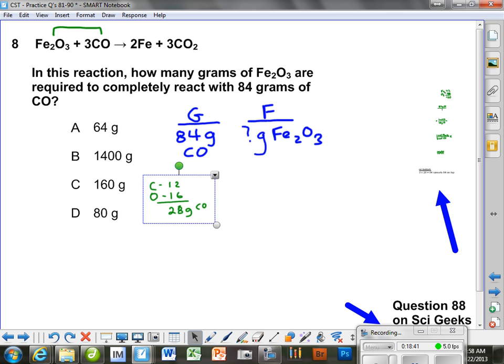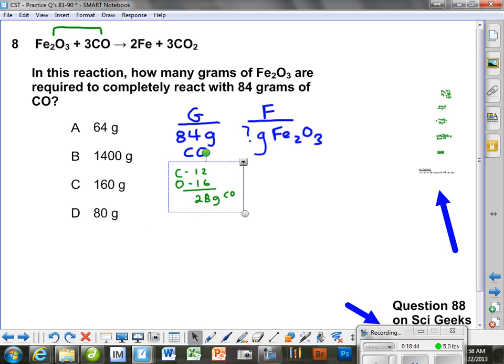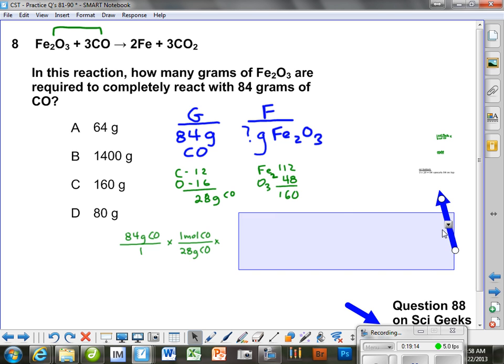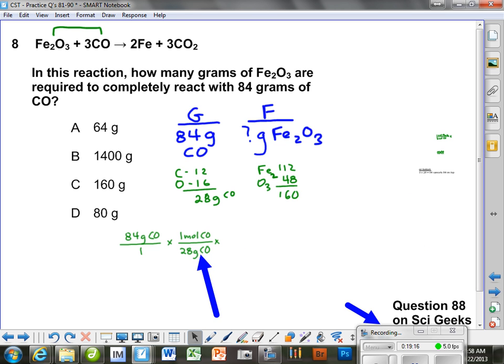So we start, first of all, we've got to know what our molar masses are, and that's how we're going to calculate the molar mass of carbon monoxide. And then we also have to calculate the molar mass of iron 3 oxide. So we're going to go and now start with our given. And so the given is 84 grams of carbon monoxide over 1. As we would always do, we put the given over 1. And next we've got our molar mass. This time the molar mass of carbon monoxide, which comes from this calculation.